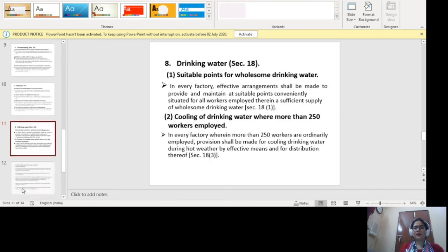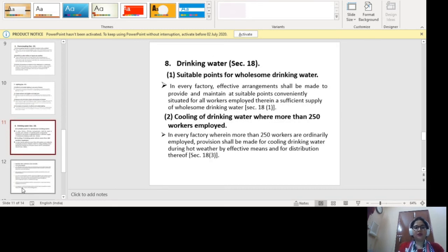Next, drinking water. That is, suitable points for wholesome drinking water. In every factory, effective arrangement shall be made to provide and maintain at suitable points, conveniently situated for all workers employed therein, a sufficient supply of wholesome drinking water. Suitable points should be there in every factory for wholesome drinking water, and if more than 250 workers are employed in any factory, cooling of drinking water should be provided.